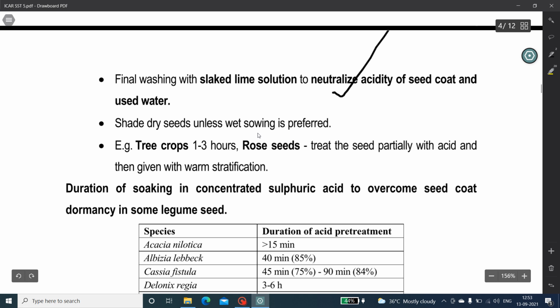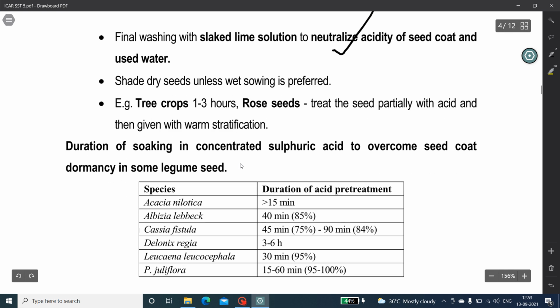Unless wet sowing is preferred. And for tree crops, for Malvaceae and Leguminaceae crops, use 100 ml H2SO4 per kg of seed for 2 to 3 minutes. In case of tree crops, the duration of treatment may vary between 10 to 15 minutes to 1 to 3 hours depending upon the kind of seed. And in case of rose seed, treat the seed partially with the acid and then give warm stratification.